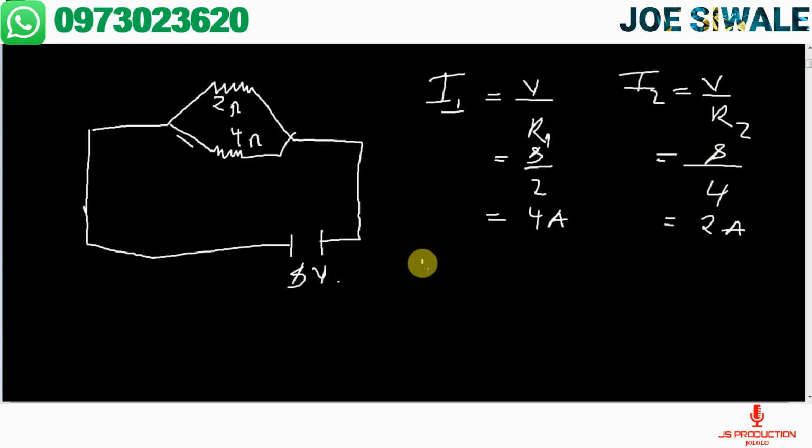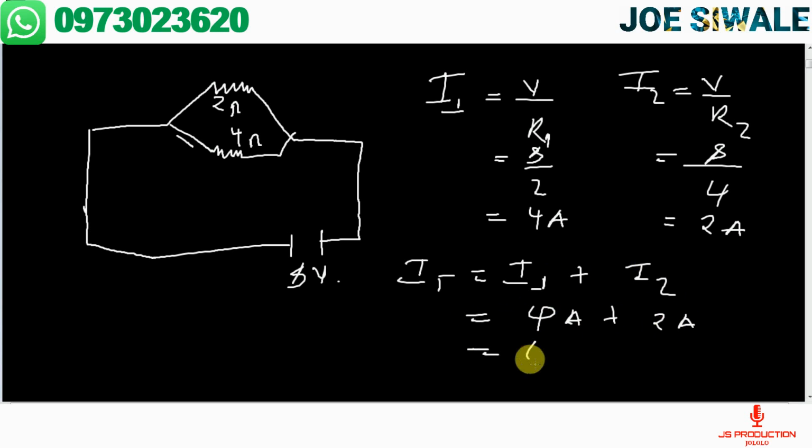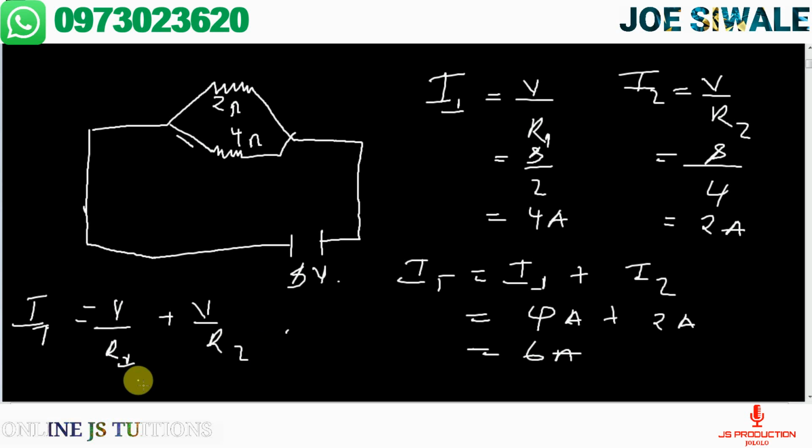And for us to calculate our total current there, we're going to add current 1 plus current 2. That is going to be 4 amps plus 2 amps. Our answer is going to be 6 amps. So from all these calculations, for us to calculate our total current, if you have been given this setup, we can just say voltage divided by resistance 1 plus voltage divided by resistance 2. That's the other formula that you can use.